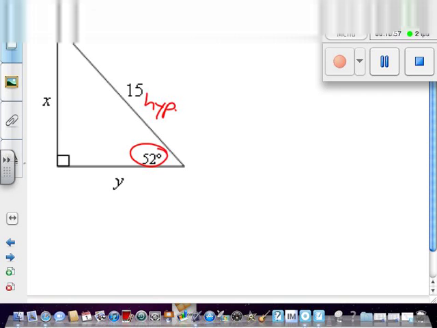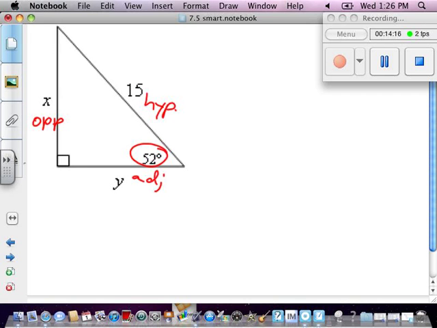Okay, now this gets a little more complicated. What is adjacent to 52? The y. I'm doing ADJ for adjacent. We're okay with that? What is opposite 52? X. Okay. So, I have something 52 equals something over something. It's going to help me find my side.